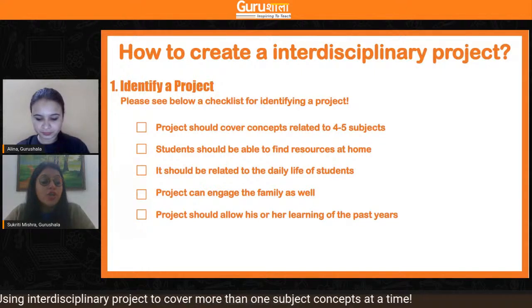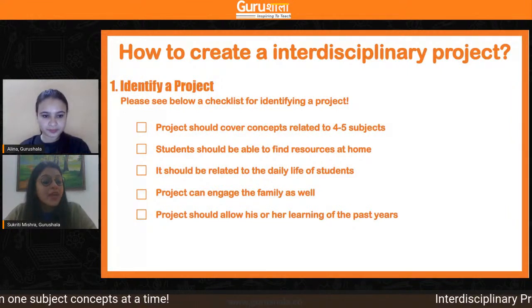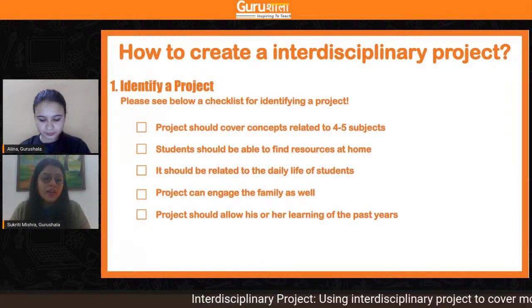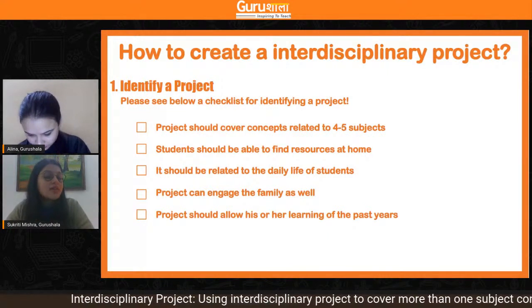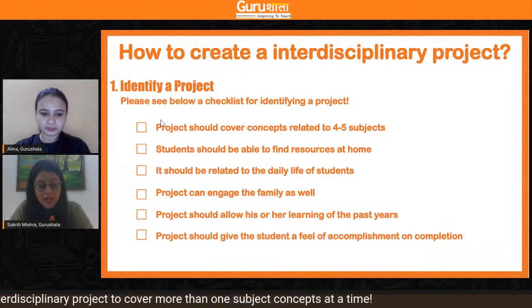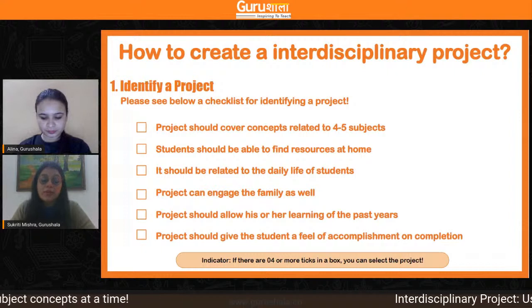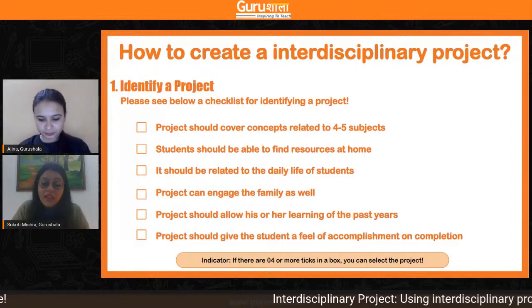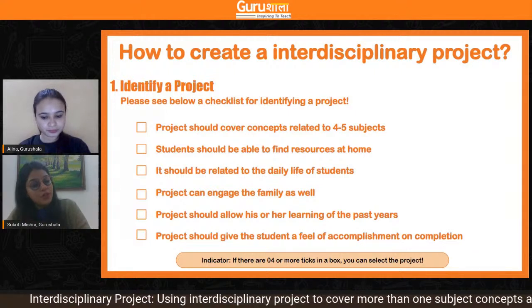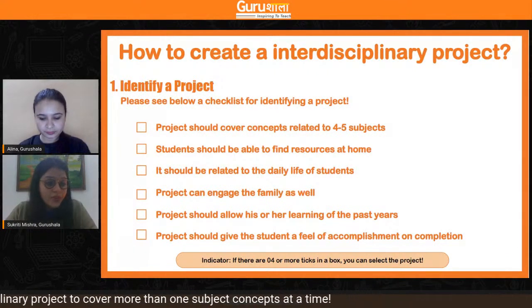Another point is that the project should allow the students' learning of the past years. What this means is that the project activity we give to a student should not be only related to that year's learning and that year's subject-specific concepts, but should include past years' learning as well. For instance, if we're giving a project to a 10th standard student, we can ensure that some of the things they have learned in the 9th, 8th, 7th, or even before that are also included in this project, so that it's a kind of revision for students, and we are understanding that their learning is working effectively for them.